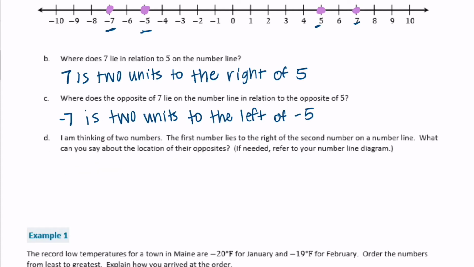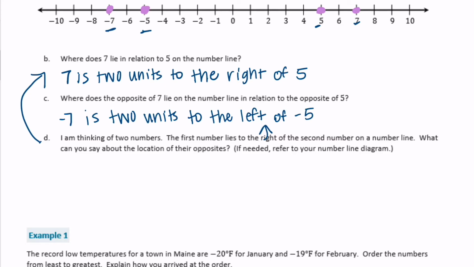D, I am thinking of 2 numbers. The first number lies to the right of the second number on a number line. So just like B, 7 and 5, where 7 was 2 units to the right of 5. What can you say about the location of their opposites? So when we found the opposites for 7 and 5, we had -7 and -5, and it moved to the left. So what can you say about the location of their opposites?